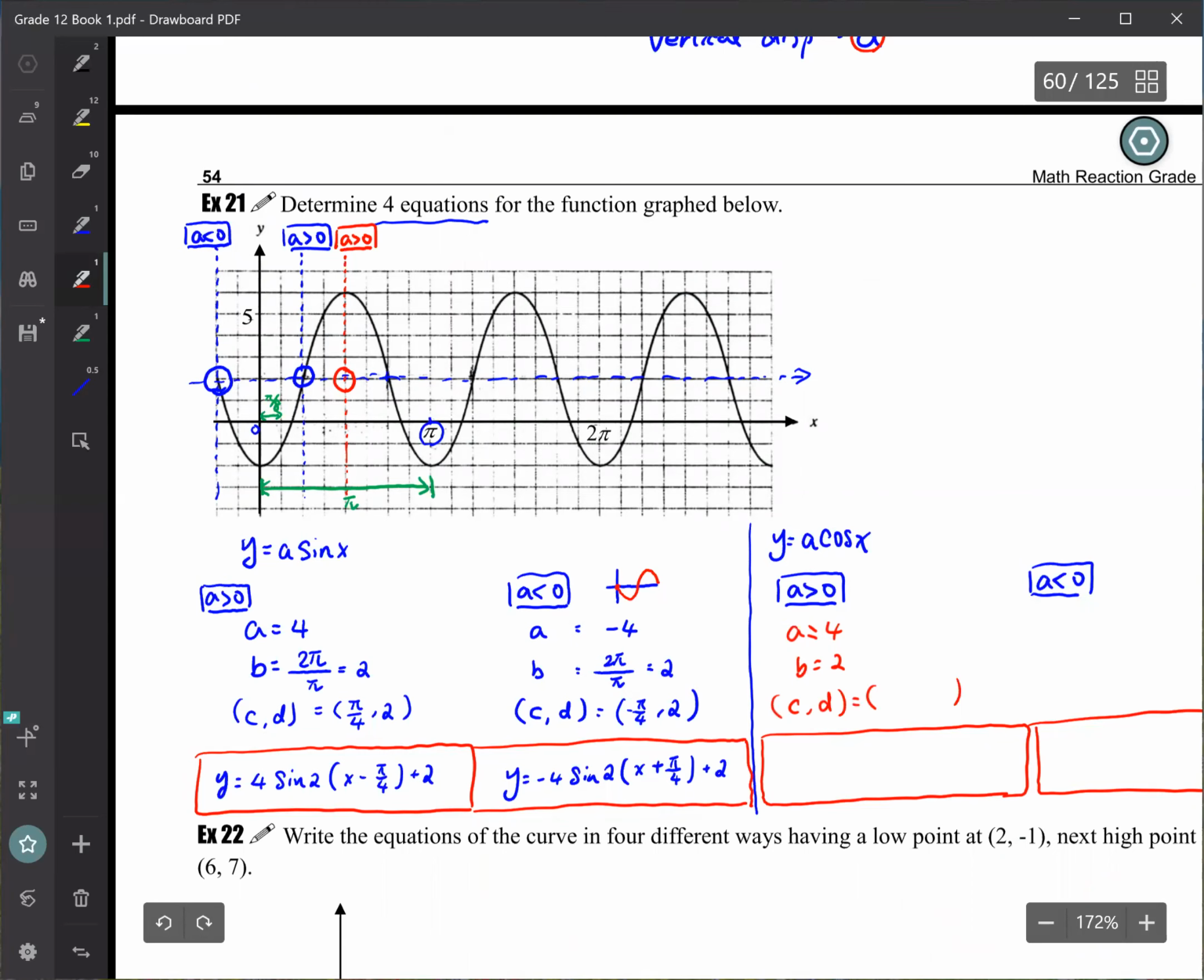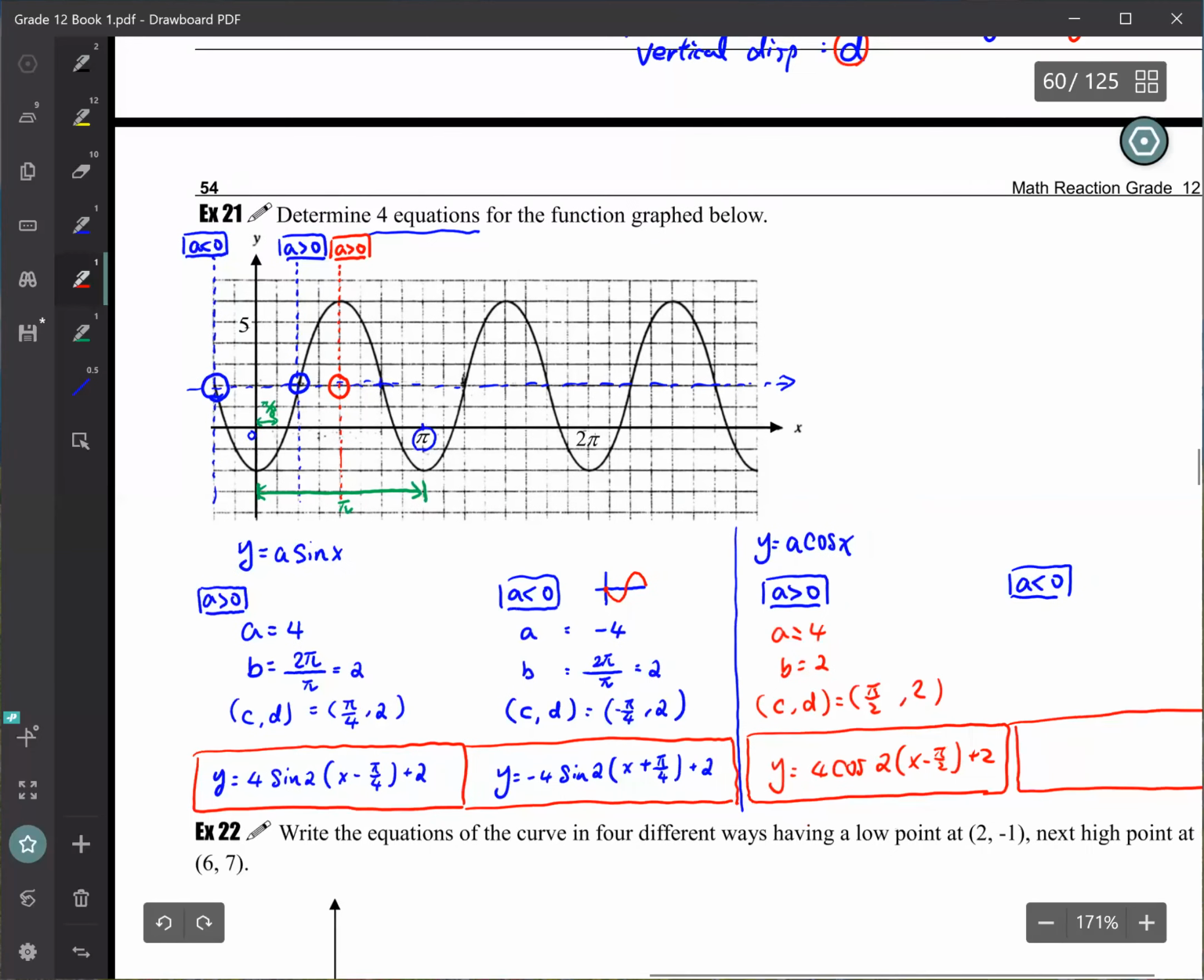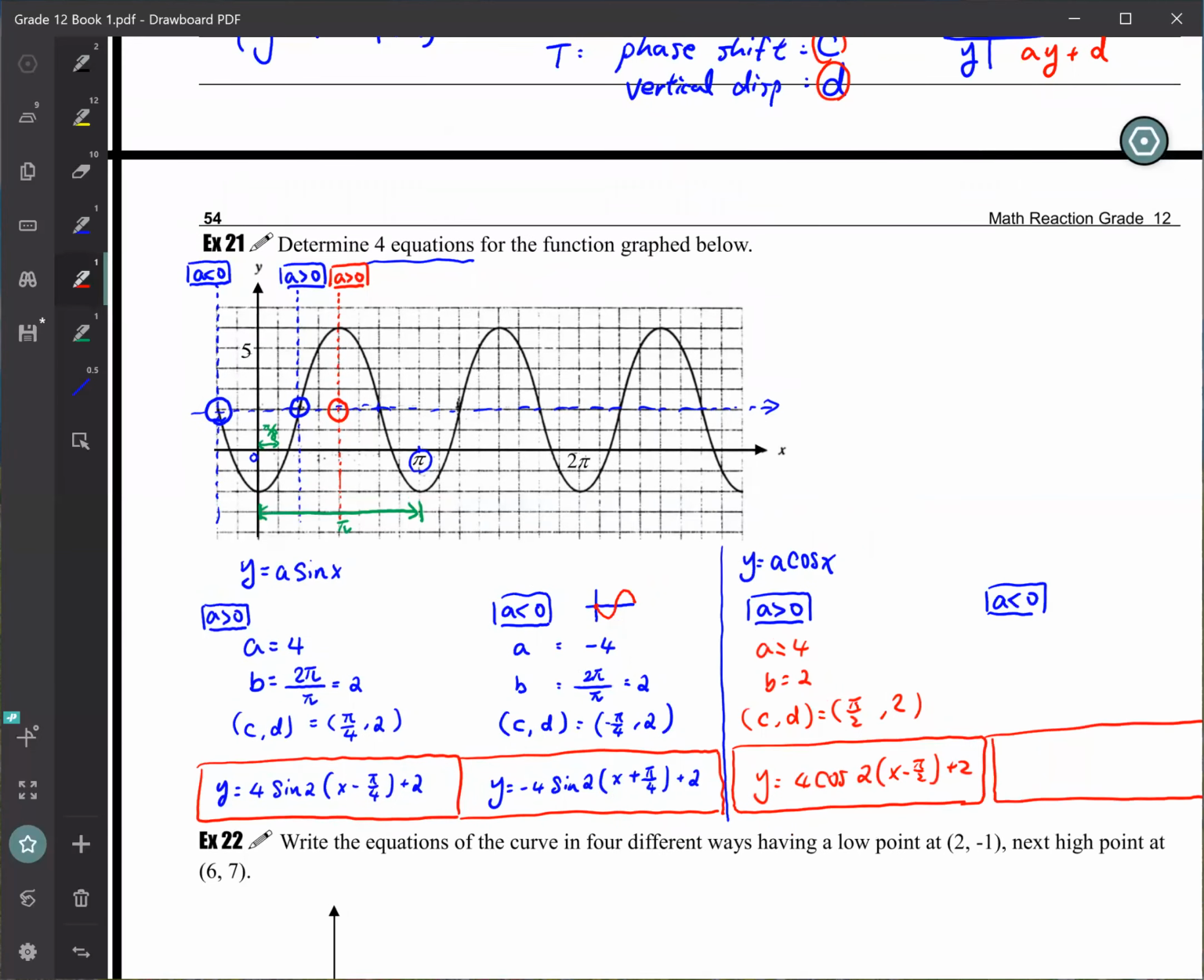Okay, where is CD now? Donna? Pi over 2. Mm-hmm. 2. Yes, okay. So the value for D is the same, okay? You only change the C. It'll be y equals 4 cosine 2x minus pi over 2 plus 2. Okay, finally, last one. We want a cosine that has a reflection. Okay, cosine with a reflection.